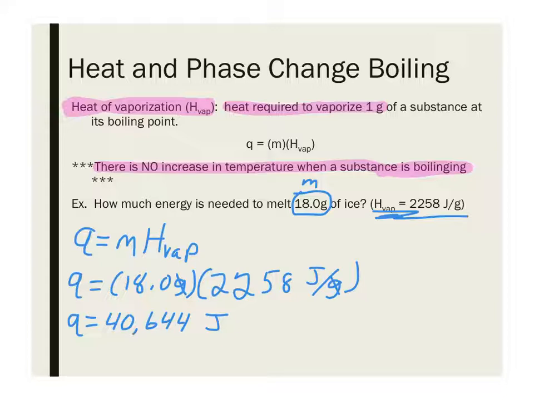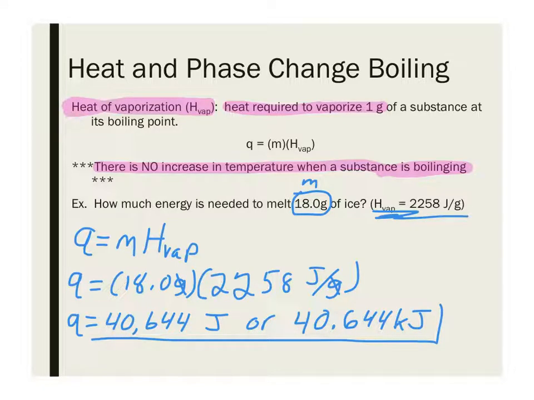Or if I wanted to put it into kilojoules, I would divide this number by 1,000. I'd get 40.644 kilojoules. I could make a couple extra changes here to stick with sig figs, but we're just kind of going to keep it right here to keep this nice and short.